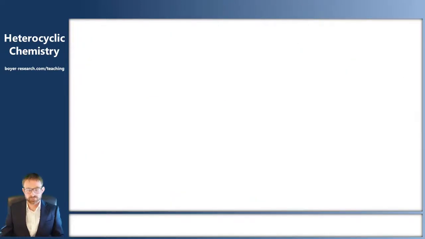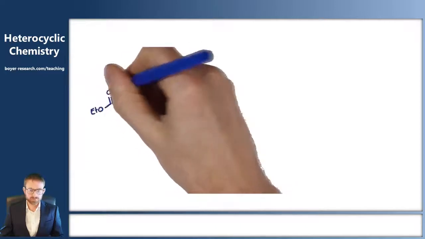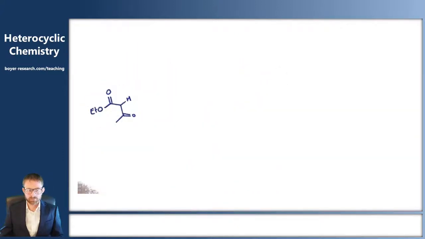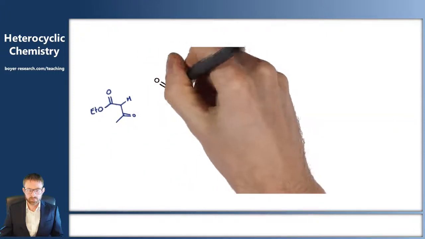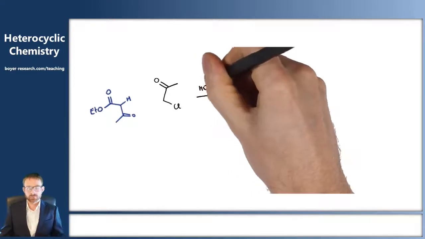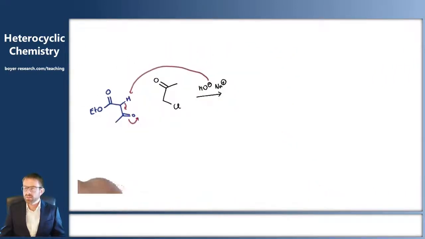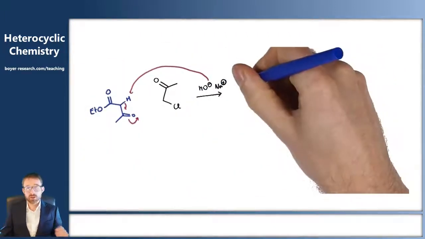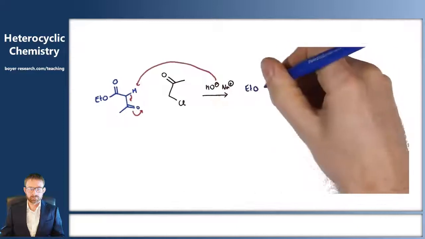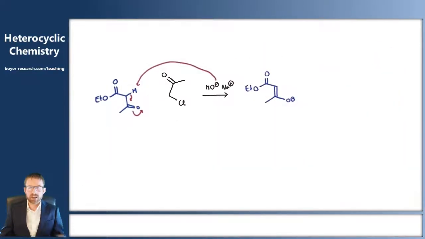So, more slowly. We start off with our 1,3-dicarbonyl species, and an alpha chloroketone. Under basic conditions, we could remove this acidic proton that sits between two electron withdrawing carbonyl groups. And this gives us the corresponding enolate.